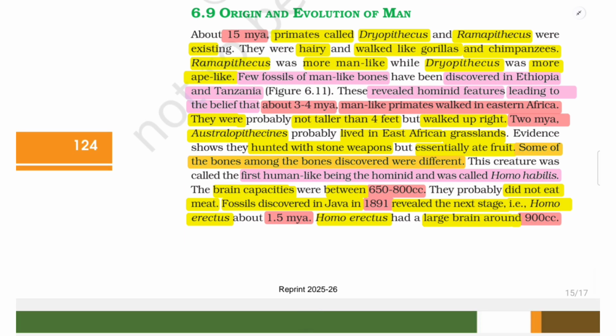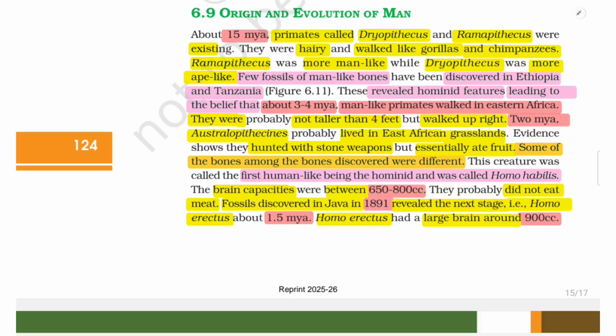6.9 Origin and Evolution of Man. About 15 million years ago, primates called Dryopithecus and Ramapithecus were existing. They were hairy and walked like gorillas and chimpanzees. Ramapithecus was more man like, while Dryopithecus was more ape like.